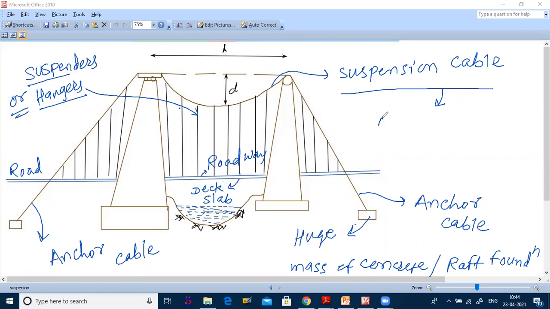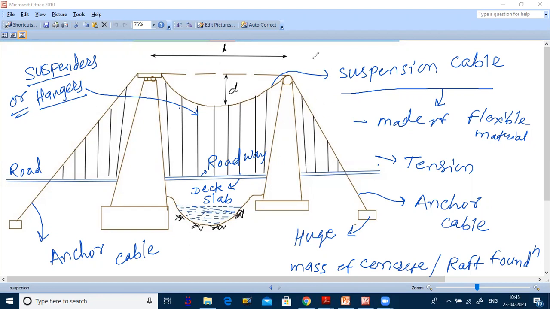Suspension cables are made up of flexible material, and suspension cables only carry tension, because cable is a tension member. If you are discussing tension members, one type of member carrying tension is called a cable. So cable is a purely tension member. So we will design this cable as a tension member.